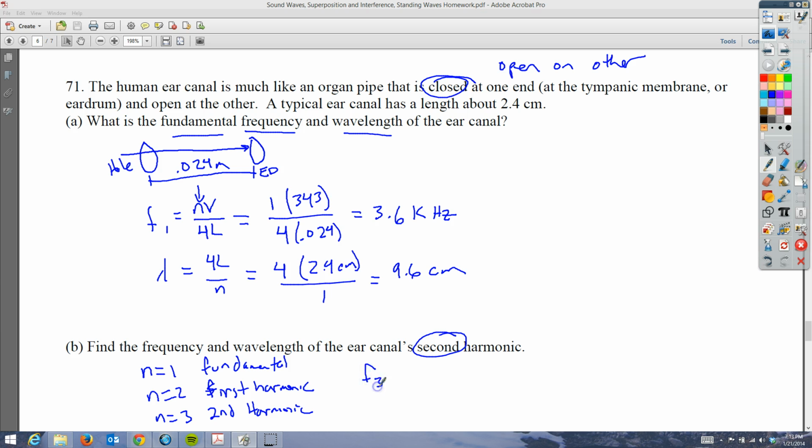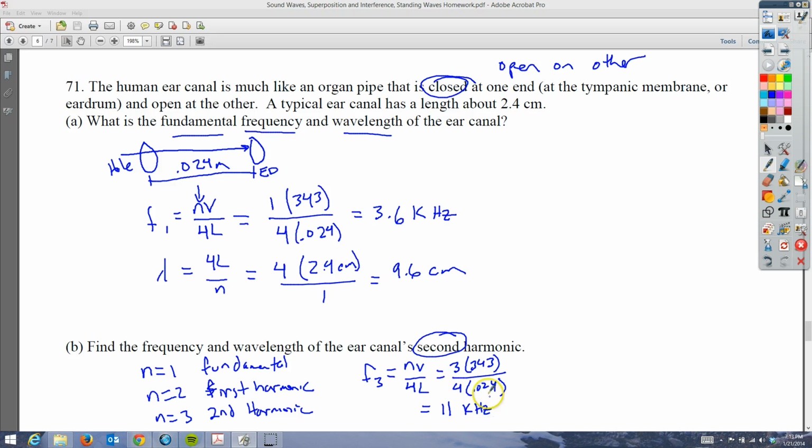So we can say F3, so that would be the second harmonic where N equals 3. We usually illustrate that as F3 is equal to NV all over 4L. So we plug our numbers in. This time it's 3 times 343, and we divide that by 4 times 0.024. And when you're done, you should end up with a frequency here of 11 kilohertz.